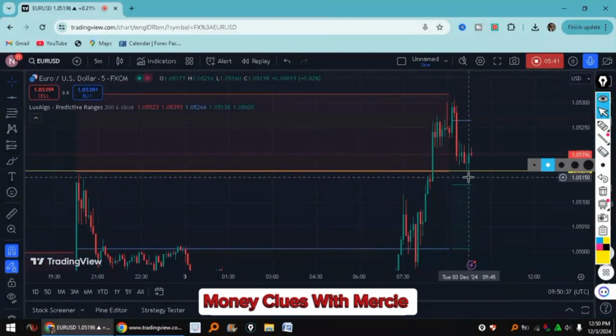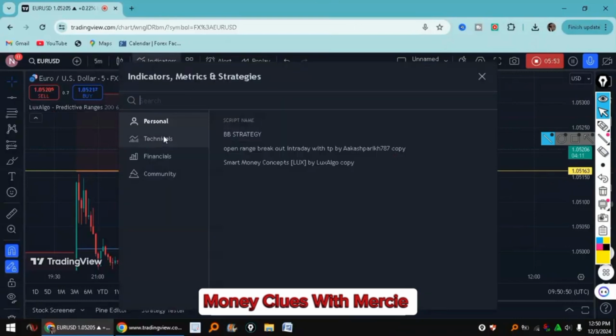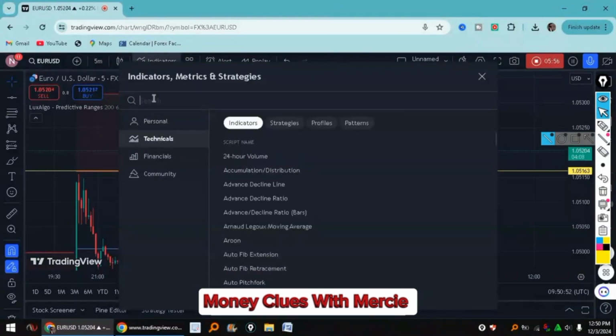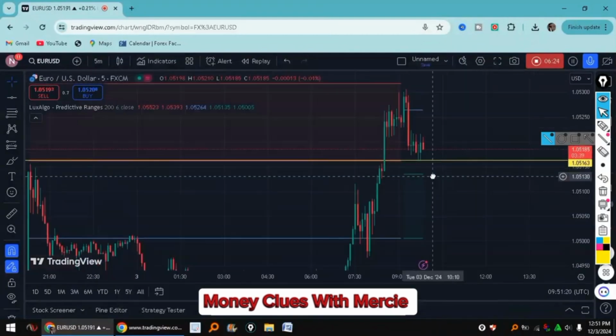And the secret, guys, of using this indicator is waiting for candlestick closure. Before I talk about candlestick closure, let me show you how you can add the indicator. To add it, you're just going to click on the indicators tab in tradingview.com, and under technicals, just type Predictive Ranges by LuxAlgo. This one right here, guys, click on it. We're going to use the default settings. They're working very great for us right here.